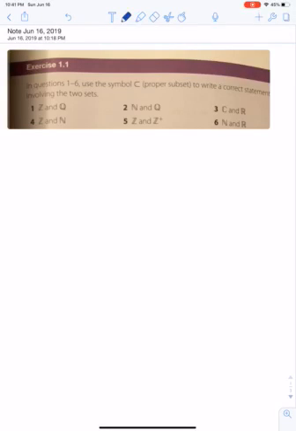Okay, so we're going to look at number 1 through 6, and they want us to use the symbol here, proper subset, and we have to write a correct statement involving the two sets. So you should have learned either from an earlier class or from reading the lesson that Z is the integers.